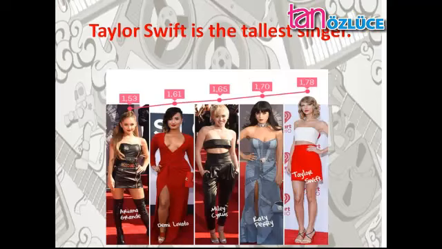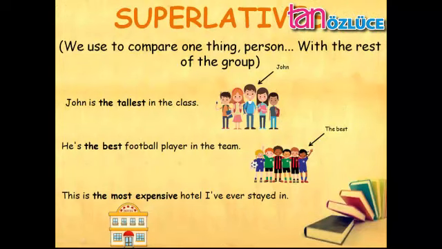We have five singers, but I only talk about Taylor Swift. Taylor Swift is the tallest singer. Okay. We use superlative forms to compare one thing, one place, one person with the rest of the group. John is the tallest in the class. He is the best football player in the team. This is the most expensive hotel I have ever stayed in.